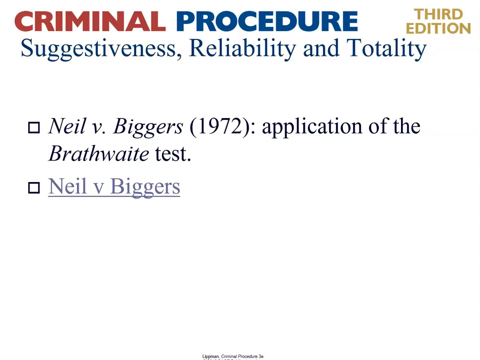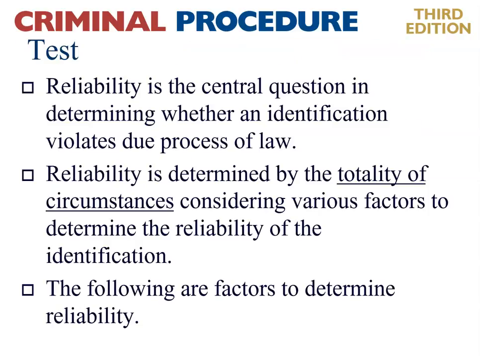And then there are a couple of other cases that I'm just going to throw out. I'm not going to go through each one, but this talks about the application. The Neil versus Biggers case in 1972 talks about the application of the Braithwaite test. So the test itself, realistically, talks about reliability. When we back up to the totality of everything, we want to make sure that the tests are not suggestive, and again, that they're reliable.